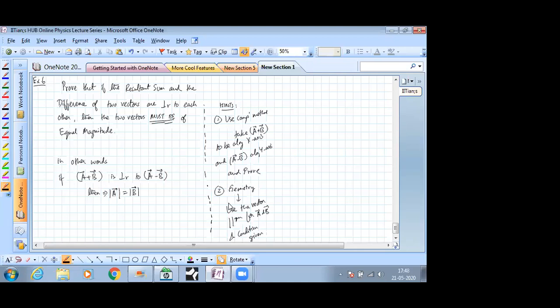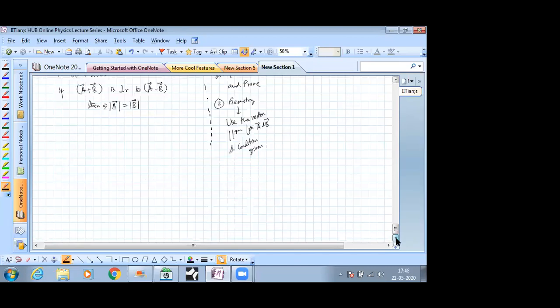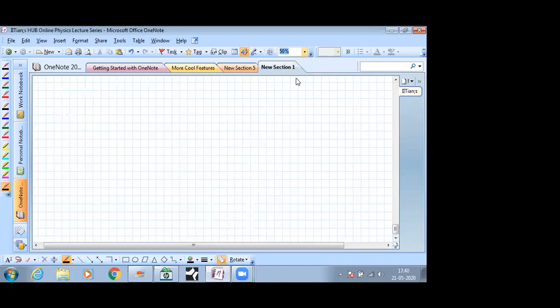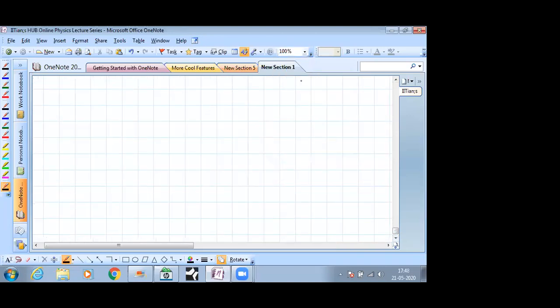Okay, people. So hope some of you got this. If you go by the component method, it's actually quite easy. You say that I don't know the magnitude of the sum and difference. I only know that they are perpendicular to each other.